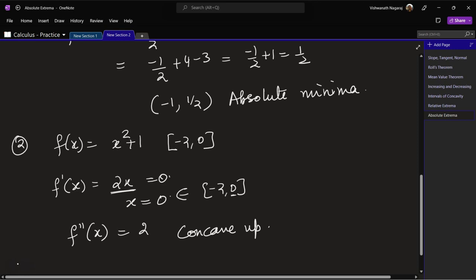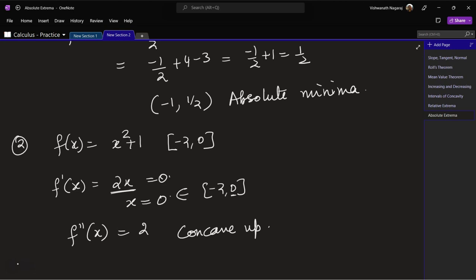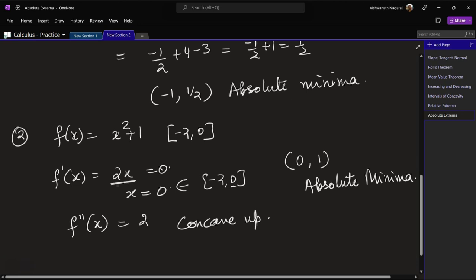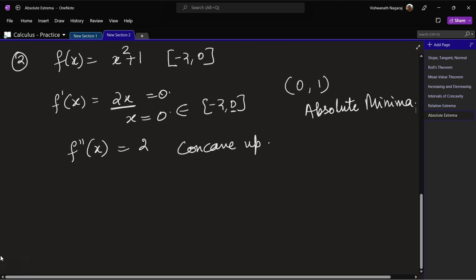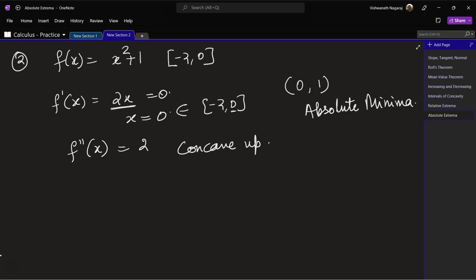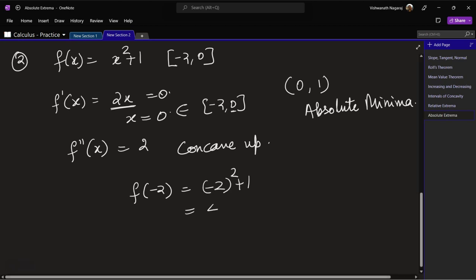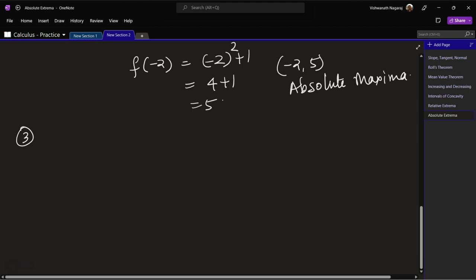So, therefore, this point, that is 0 comma f of x, which would be 0 plus 1, that is 1, is going to be the absolute minimum. Okay. Now, that is the only point at which the slope is 0. So, that means the other endpoint would be the maxima. F of minus 2 is equal to minus 2 square plus 1, which is equal to 4 plus 1, which is 5. So, therefore, minus 2 comma 5 is going to be the absolute maxima.